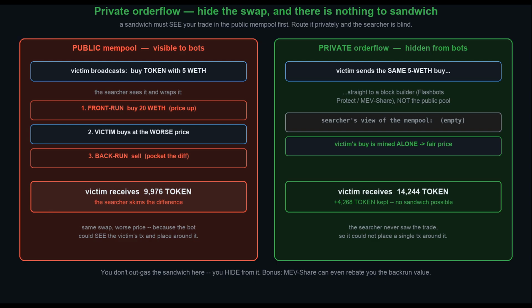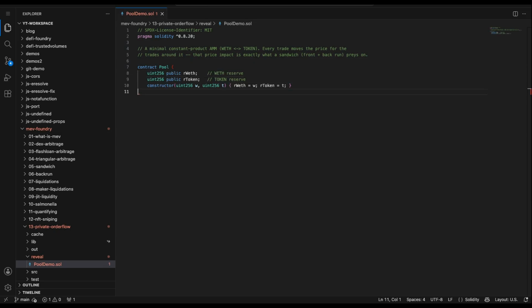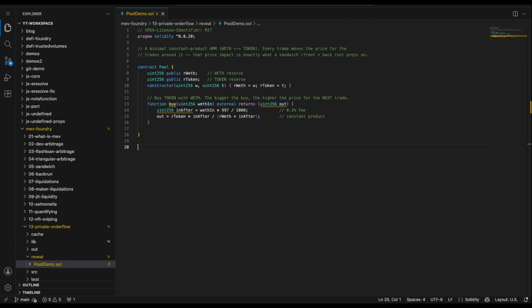Let's prove it in code. We build it in Foundry. Here's a minimal constant product pool, WETH against a token, with the two reserves and a constructor to seed them. The buy function is where the price impact lives, so let's fill it in. Here's buy. You put in some WETH minus a small fee, and the constant product formula gives you the tokens out. Then it updates the reserves, adding your WETH and removing the tokens you took. And that last line is the whole reason sandwiches exist. Your trade moves the price. A big buy just before yours makes your buy more expensive, and that's exactly the leverage a front run uses.